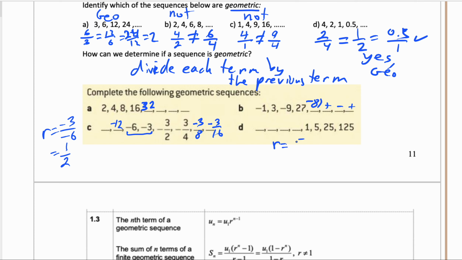Here the R value is 5 divided by 1, which is the same as 25 divided by 5. It's 5. If you want to go backwards, we have to divide by 5, so you can write them as fractions. That's the easiest thing to do.